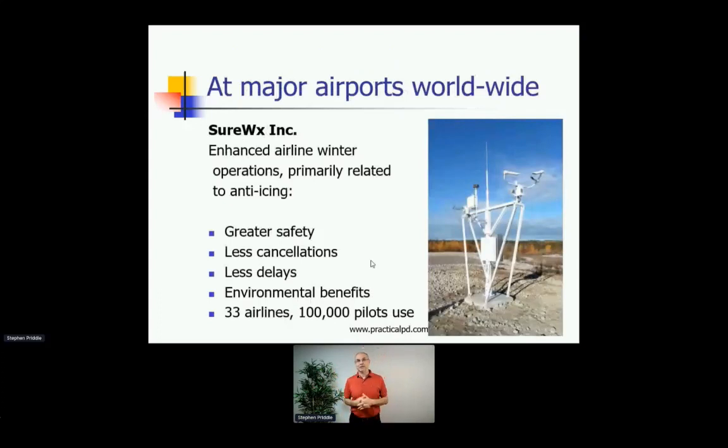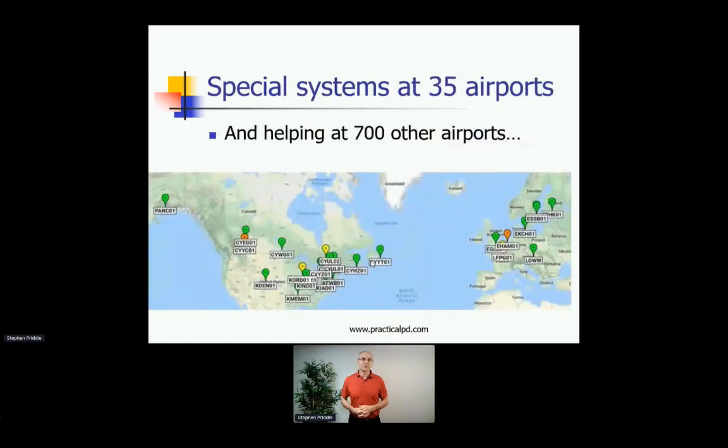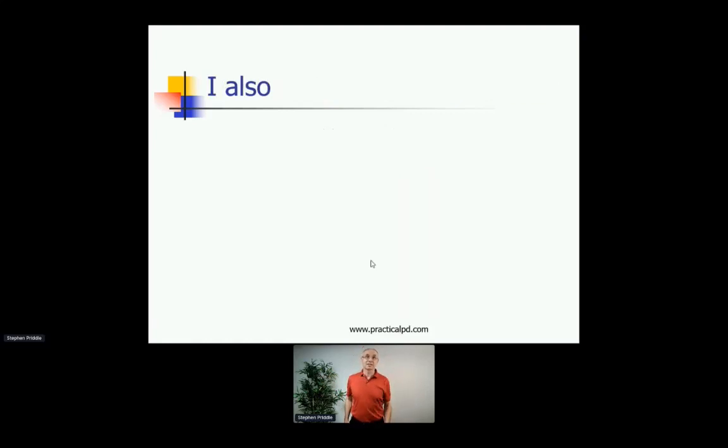So 33 airlines are our customers, about 100,000 pilots use our system. And I have a $200,000 instrument at the Billy Bishop Airport and at the Toronto Pearson Airport, and 33, or more like 35 major airports around the world. So we're aviation weather systems for winter operations. That's what we do. That's my CFO job.